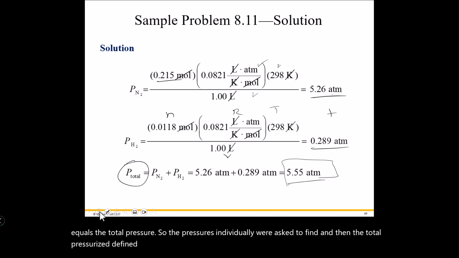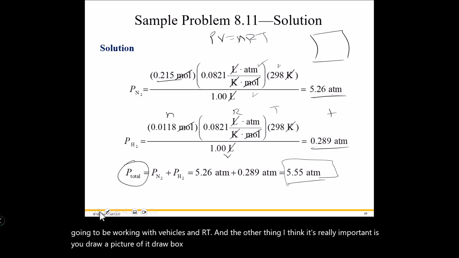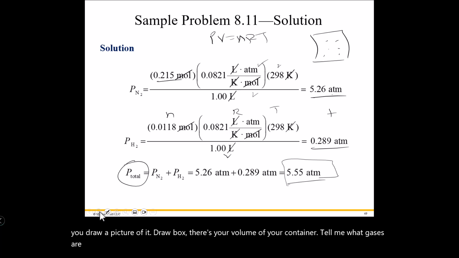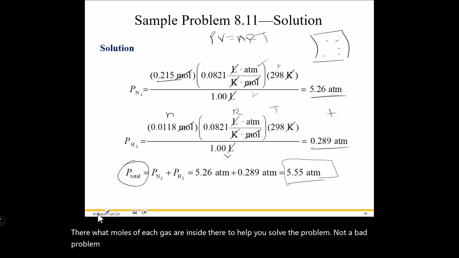These are easy problems. As long as you remember, you're probably going to be working with PV equals nRT. And the other thing I think is really important is that you draw a picture of it. Draw a box. There's the volume of your container. Tell me what gases are inside there and what moles of each gas are inside there to help you solve the problem. Not a bad problem, just requires you to think in steps.